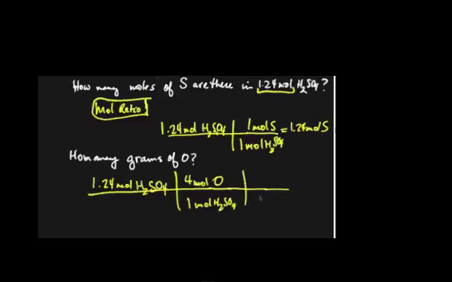And then I say, hey, I know that for every 1 mole of oxygen, what goes on top? 1 mole of oxygen, you have 16 grams of oxygen. Very good. So now you take 64 times 1.24 to get your answer. 64 times 1.24 gives me 79.36 grams of oxygen.